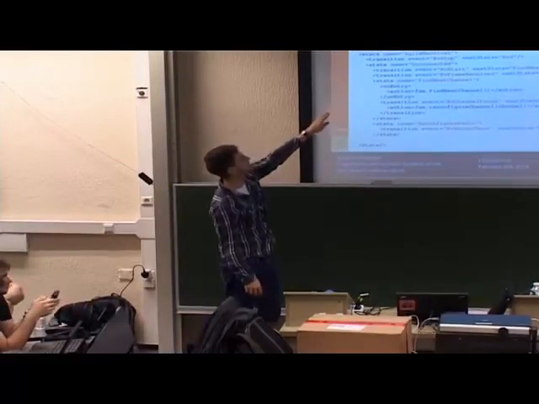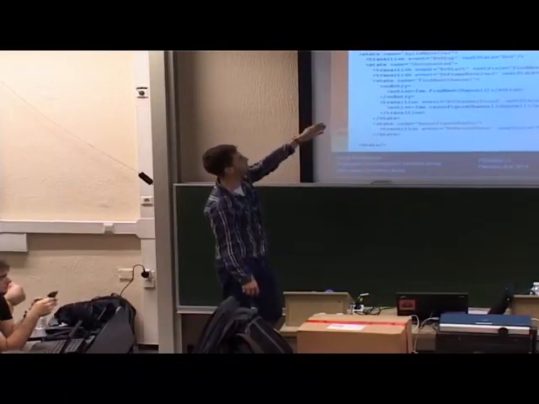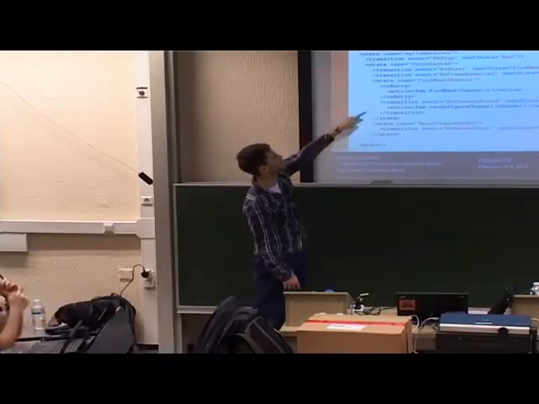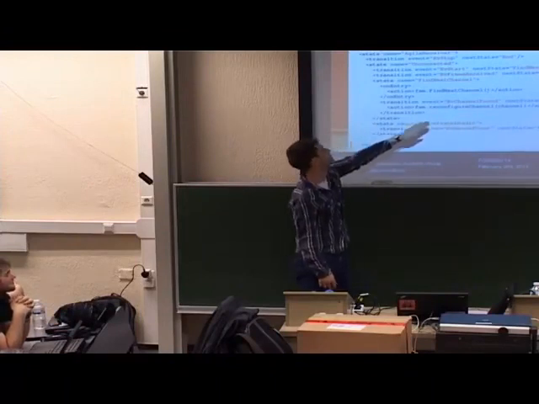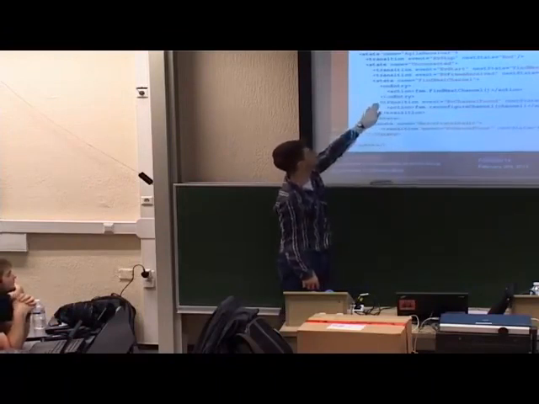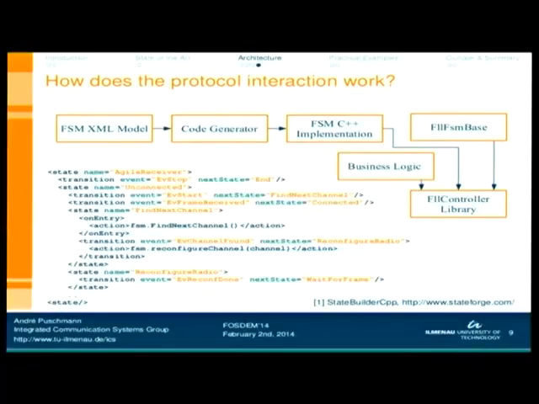basically use those XML files very intuitively to define transitions, like if a frame is received, you switch over to a connected state. And when you enter a state, you basically find next channel and then transit, if the channel has been found, to reconfigure radio. This is basically just an example. And when you transit, you perform this action, reconfigure a channel. This is basically just an example of a radio that I mentioned in a few seconds.